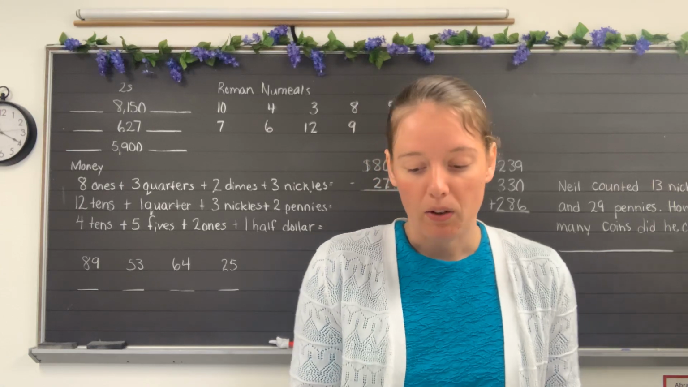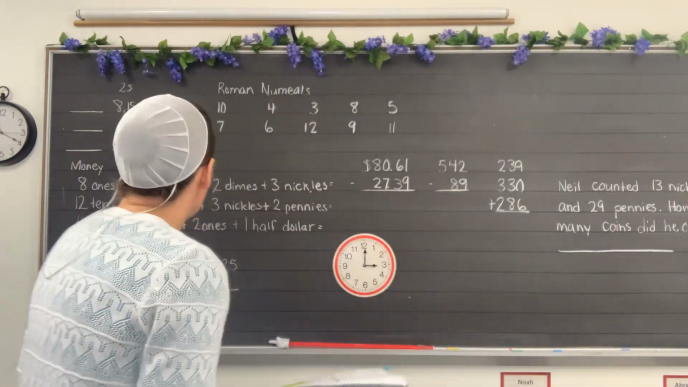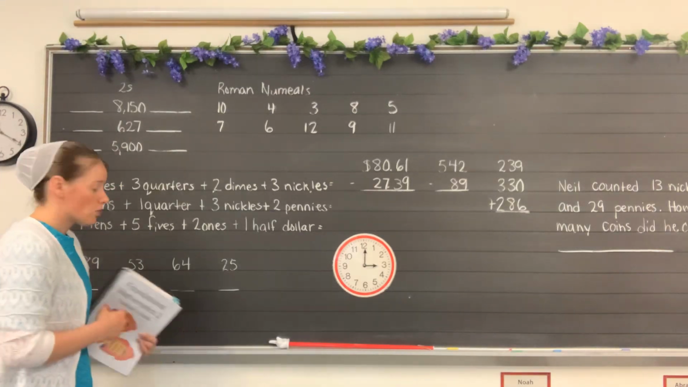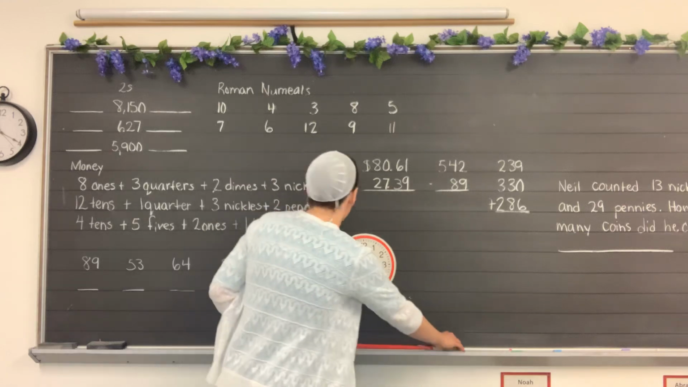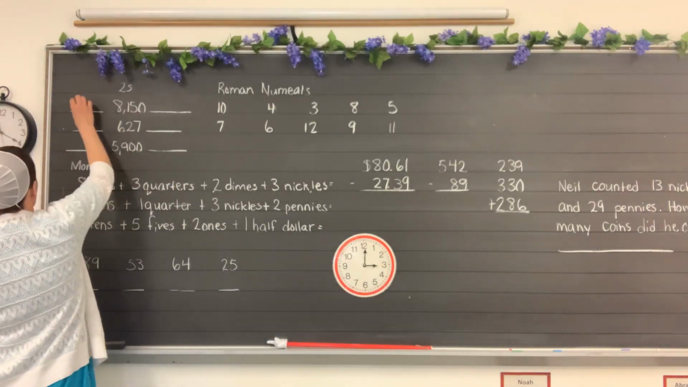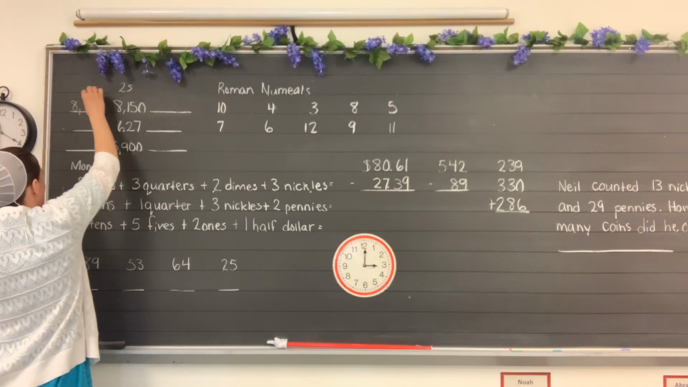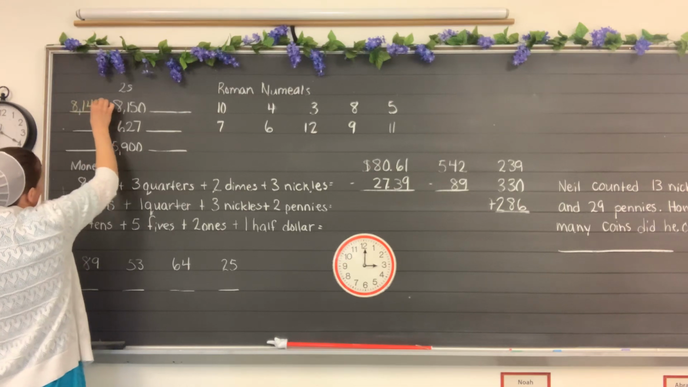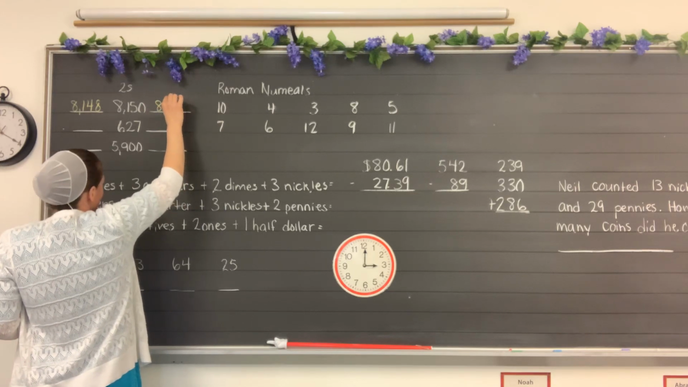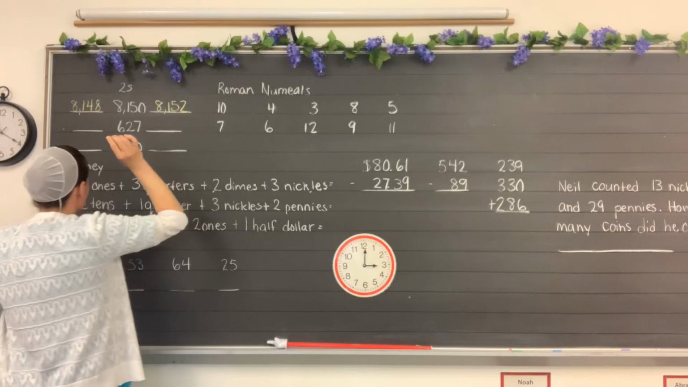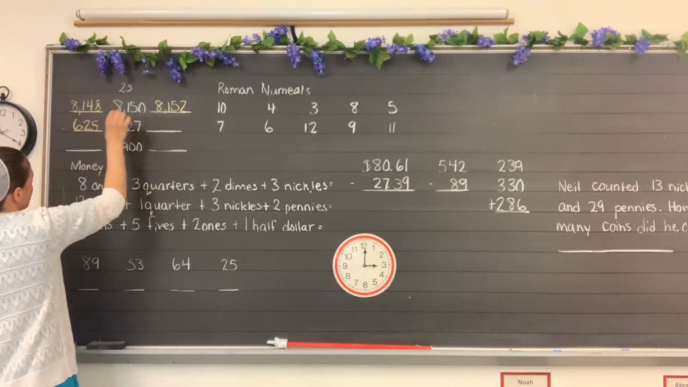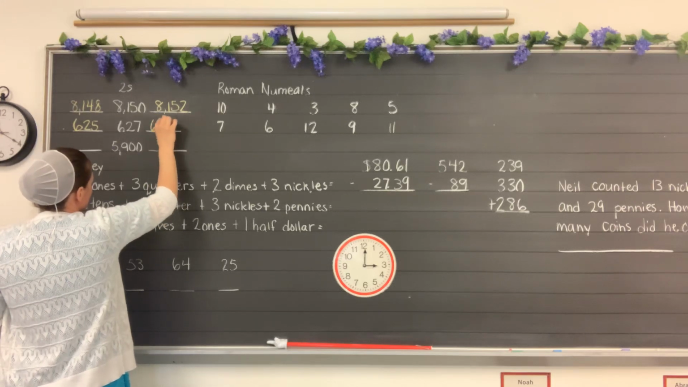And now let's think over here on the board. We're going by twos here. Let's fill in the missing numbers. So we have 8,150. Before that would come 8,148. And then we have 8,152. Before 627 is 625. And then we have 629.